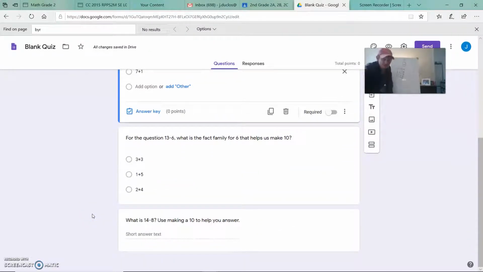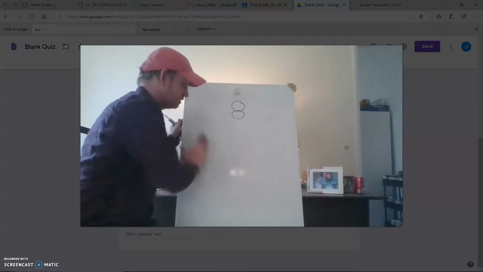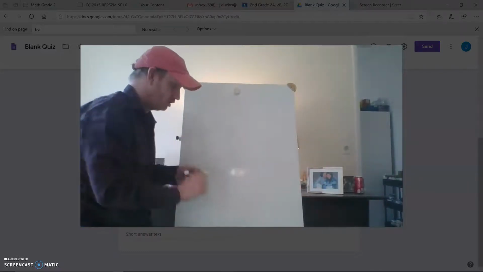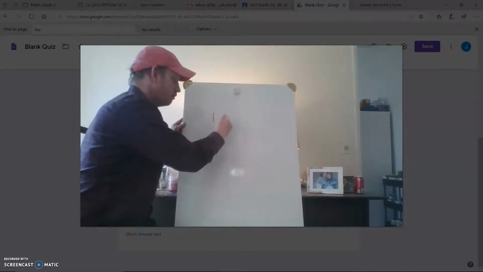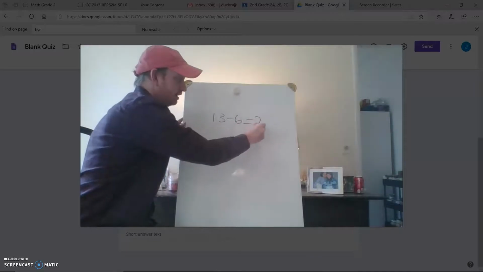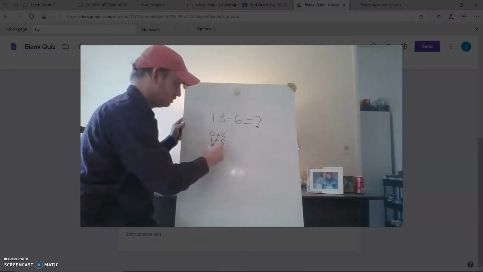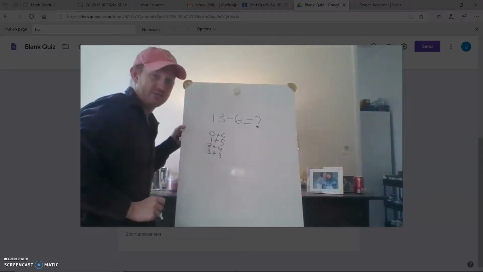Number 2 asks us, for the question 13 minus 6, what is the fact family for 6 that helps us make 10? It's a lot of words, but it's really only asking us to make a 10. So we have 13 minus 6, and let's draw our fact families. We have 0 plus 6, 1 plus 5, 2 plus 4, 3 plus 3. Those are our fact families.